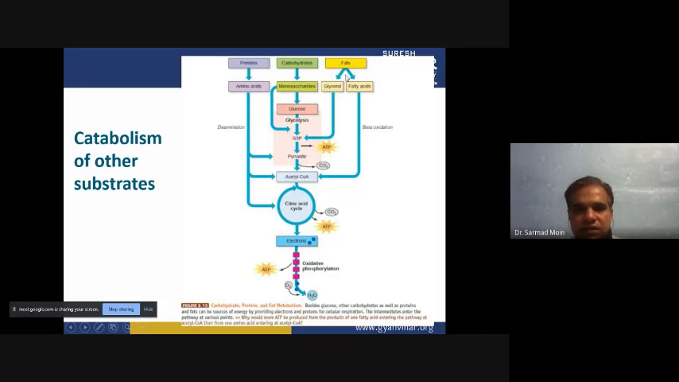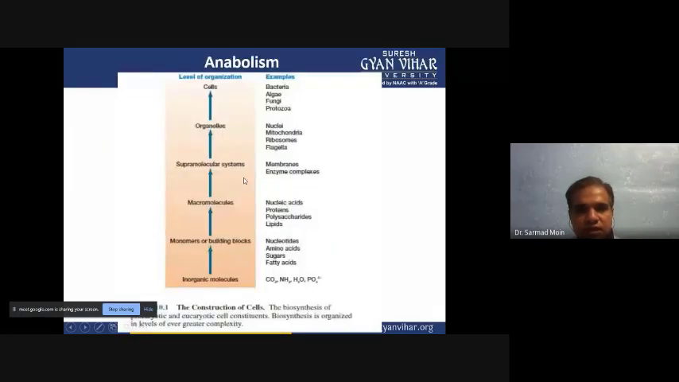Fats can be converted into glycerol, and glycerol can be utilized at the G3P step of the glycolytic pathway. Then fatty acid is also there. Fatty acid undergoes beta oxidation, and through beta oxidation it will be able to produce acetyl coenzyme A.